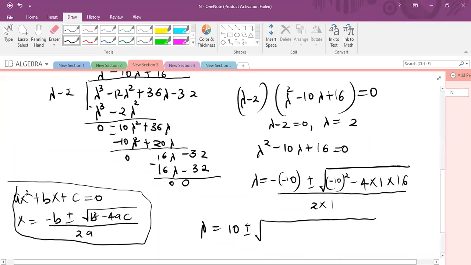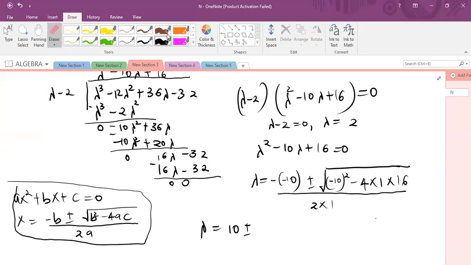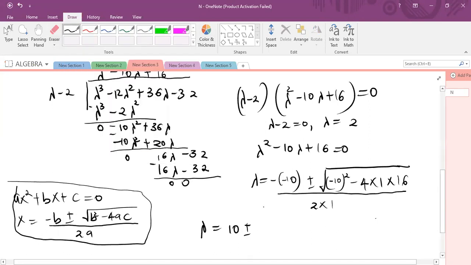So here, inside the square root sign, we'll just have 6. I'll just have 6 here, all this divided by 2. So what are the values of lambda? Lambda is equal to 10 plus 6 will give 16. 16 divided by 2, that will give 8. And then 10 minus 6 will give 4. 4 divided by 2, lambda is equal to 2.